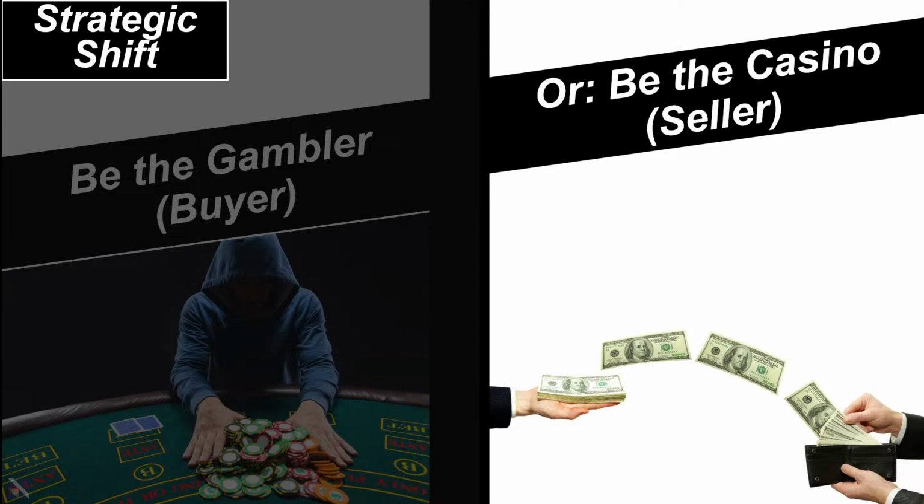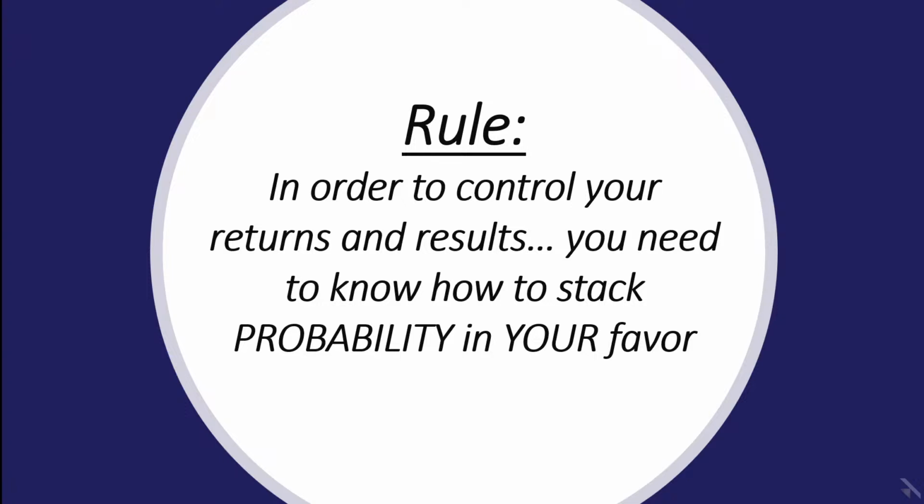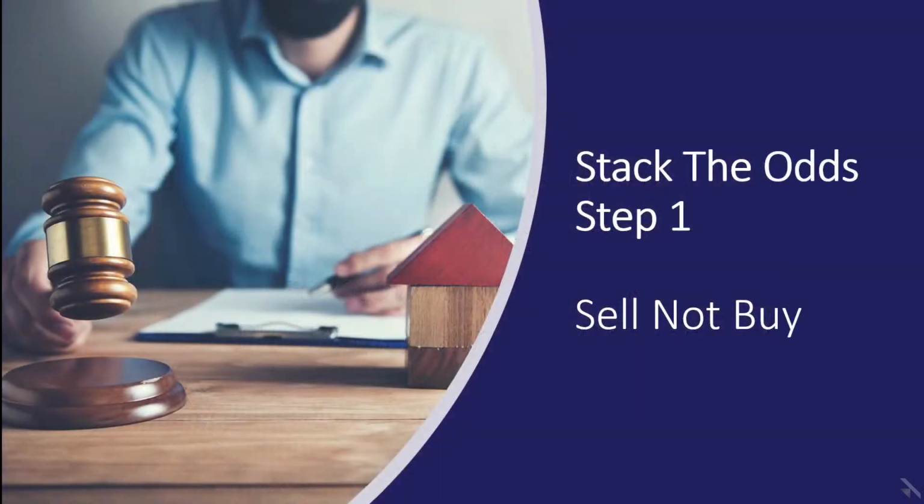Now, the reason why you want to be the casino or the house is that number one, the house always wins. Number two, the house always wins because it controls and stacks probability in its favor. And the options paycheck system is built around you stacking the odds massively in your favor. So make a note of this. In order to control your returns and results, you need to know how to stack probability in your favor. So the obvious question is, well, how do we do it?